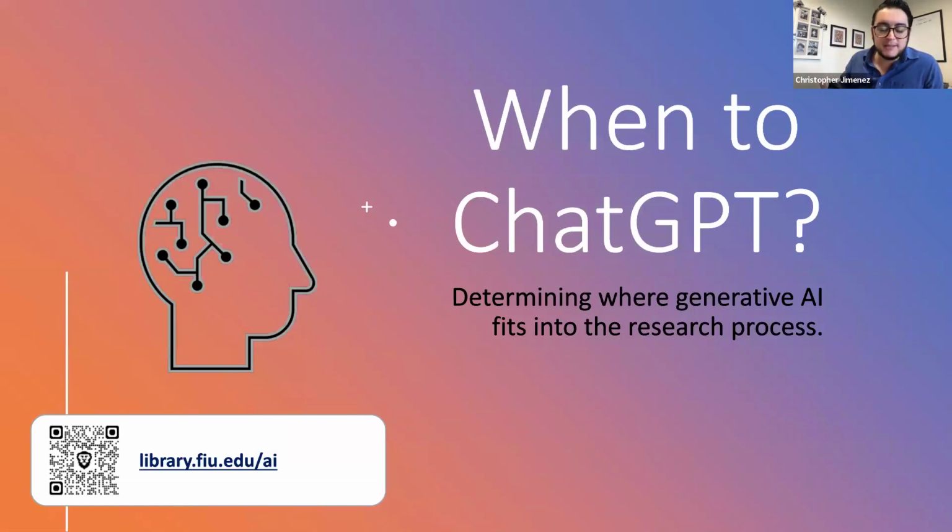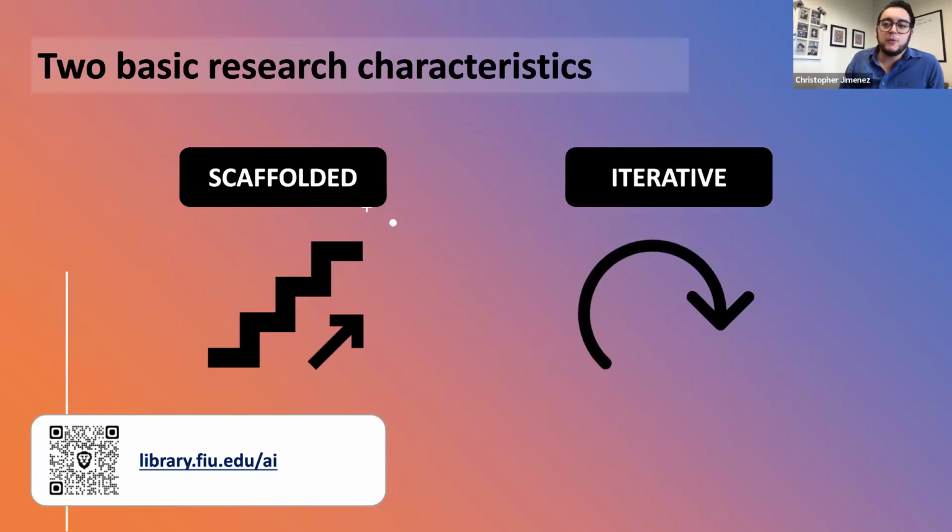So now that we've got kind of a base, we've got the basics, we know what GPT, what generative AI is, how it works, what it is not, how it does not work, right? We can see kind of where it might fit in a scholarly framework or an epistemological framework. Now we need to say, okay, we're going to use our critical thinking skills to place ChatGPT within the research process. And before we get into it, we know that there are two basic research characteristics, right? That it is scaffolded and it is iterative.